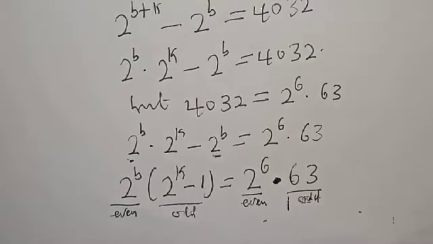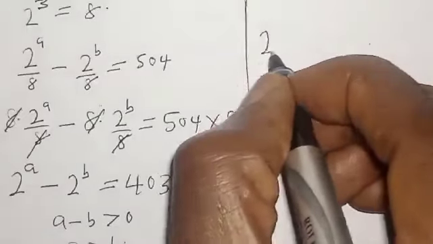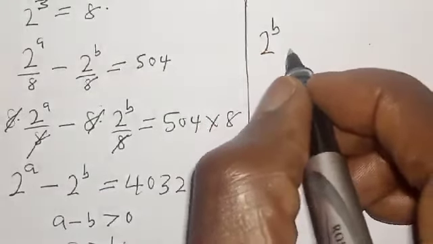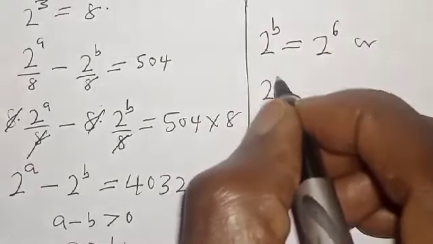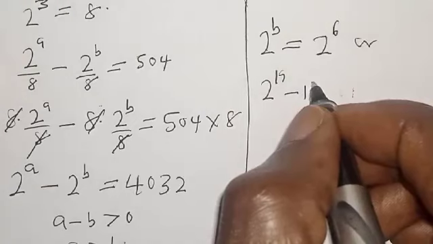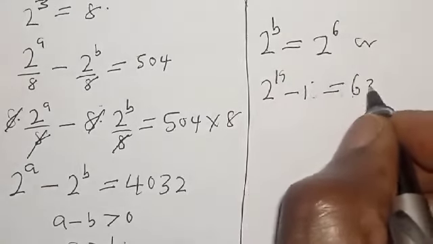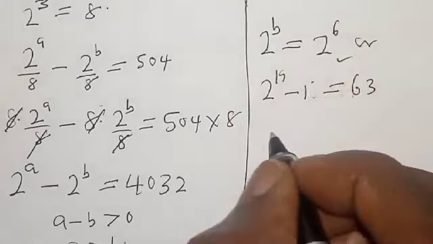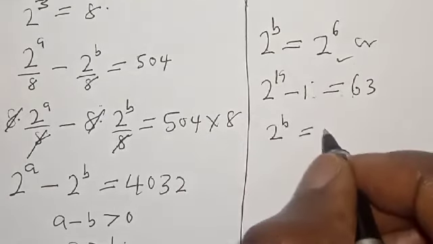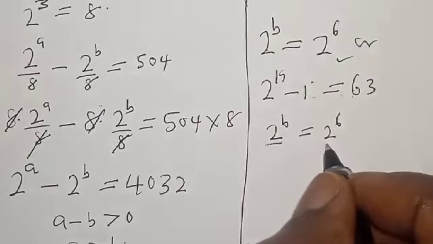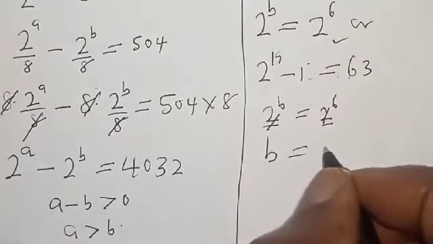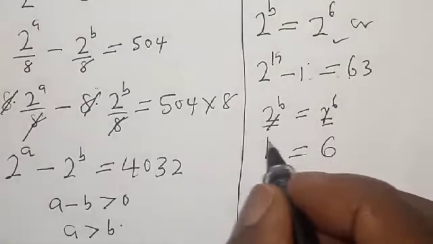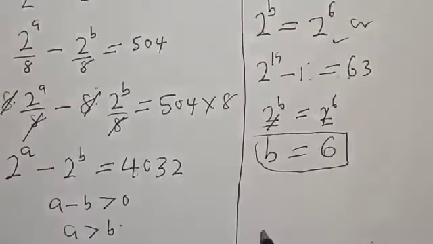Now let's compare the two. We have 2 raised to power b equal to 2 raised to power 6, and 2 raised to power k minus 1 equal to 63. Then from here, we have 2 raised to power b equal to 2 raised to the power 6. They have the same base. This one will cancel this. Then b equal to 6. We've gotten the value of b to be 6.